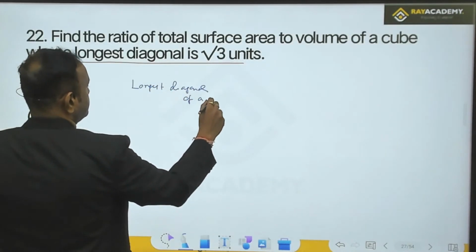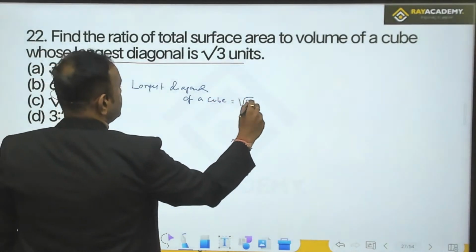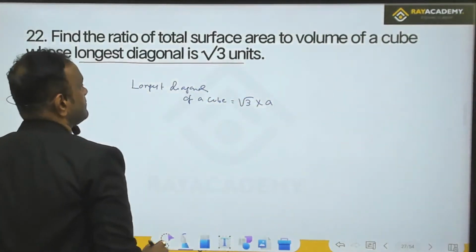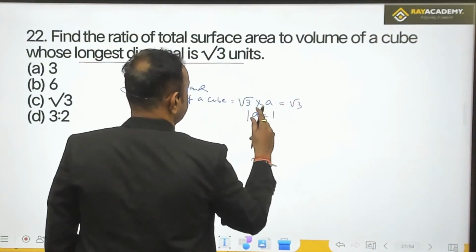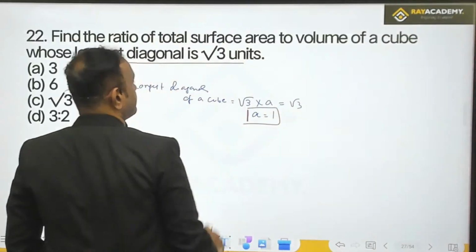The longest diagonal of a cube is square root of 3 into a. A is the side of the cube. This is given as square root of 3. So a equals 1. This is one thing we could find from the given data.